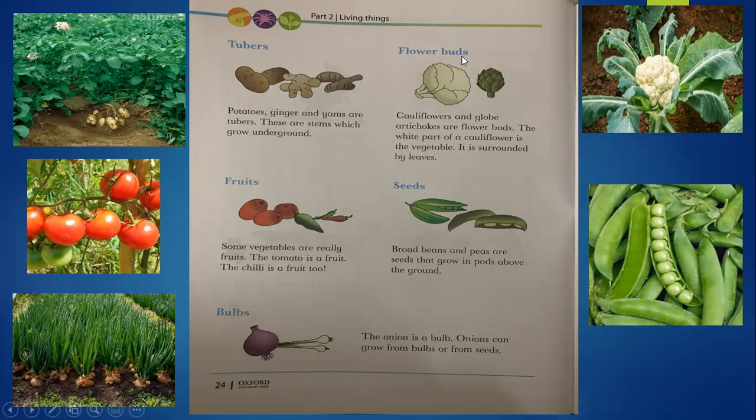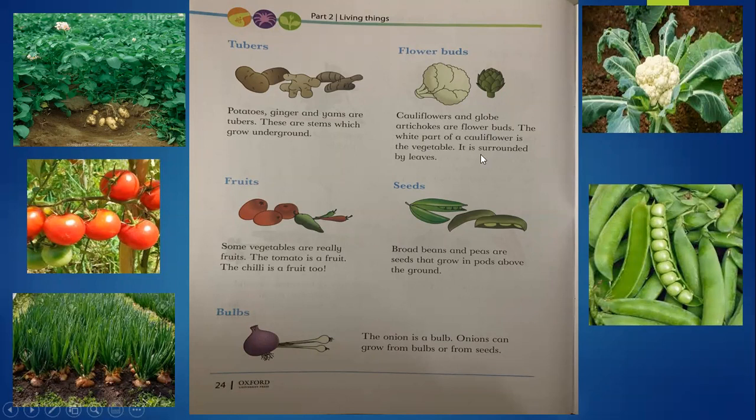Now we have flower buds. Look like cauliflower. It's like a flower, but it's a vegetable. That's why its name is cauliflower. And globe artichokes are flower buds.